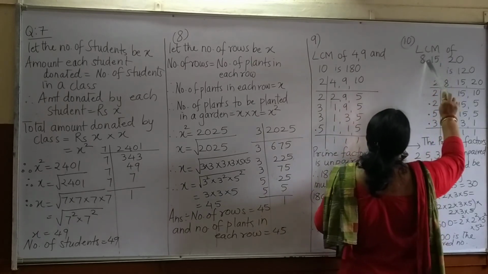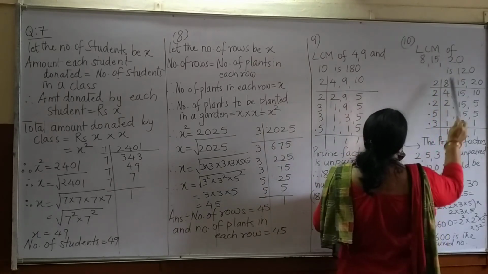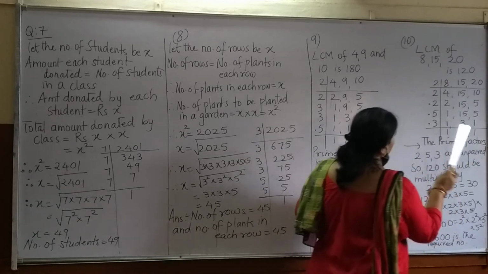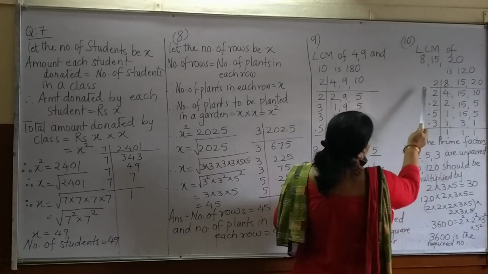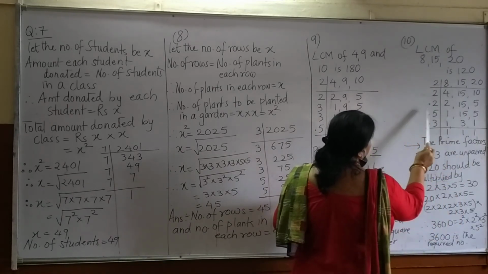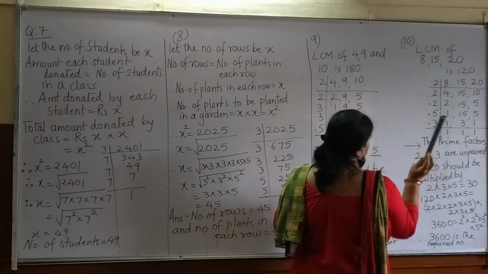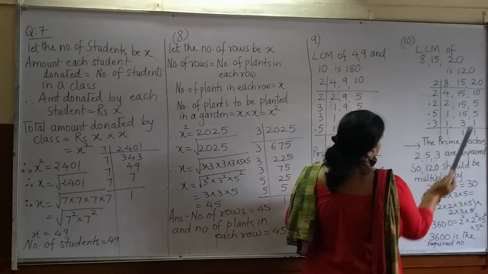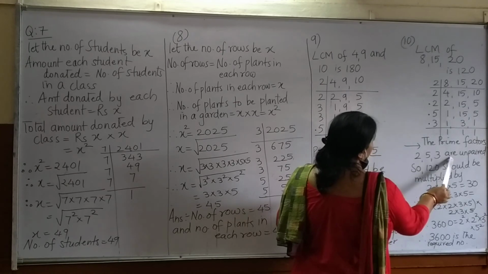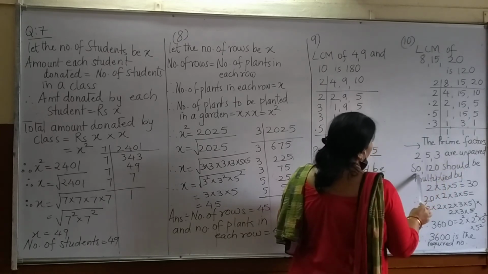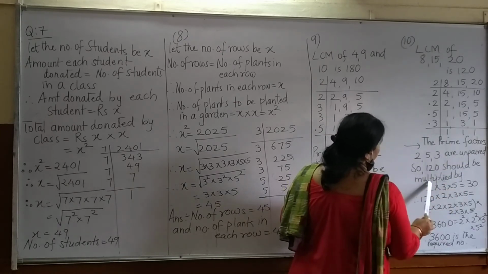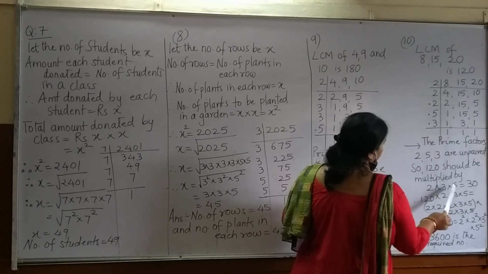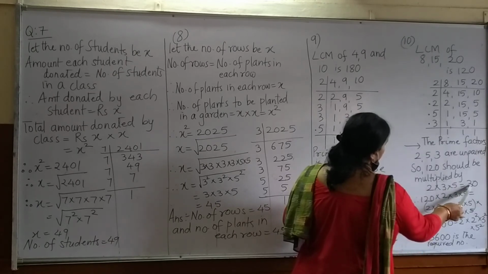Same type. LCM of 8, 15, 20. This is the method how we find the LCM. I have to draw. This is paired, unpaired, unpaired, and unpaired. So the prime factors 2, 5, 3 are unpaired. So 120 should be multiplied by 2 into 3 into 5. What is the answer? 30.